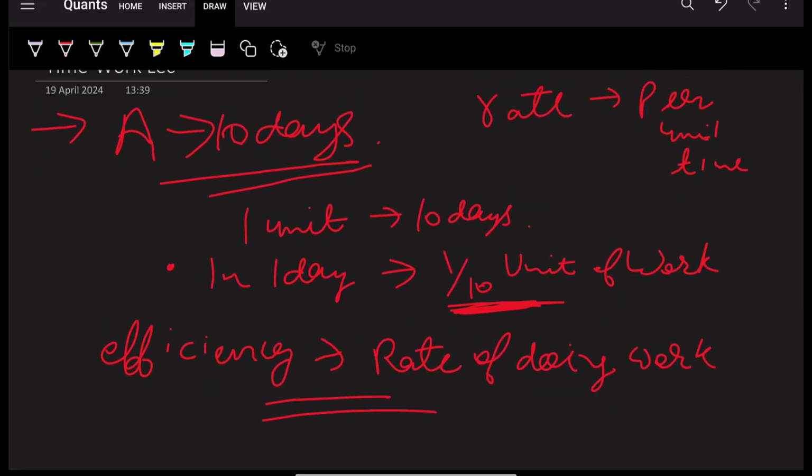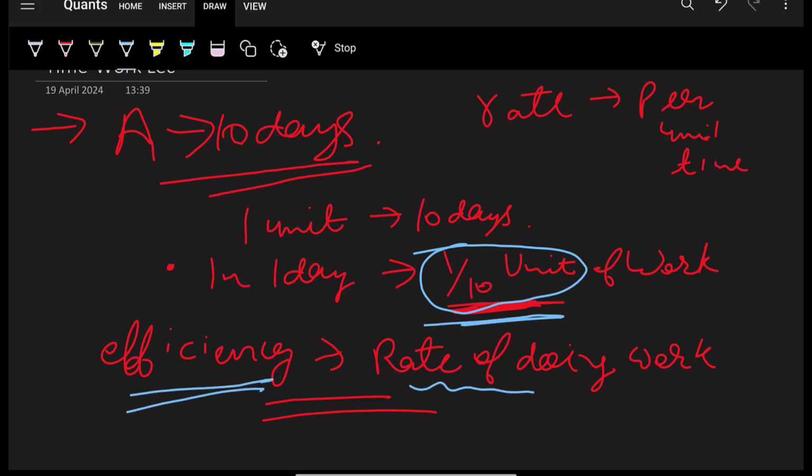So once again, I would repeat that if a person completes a work in 10 days, then a particular task will be 1 unit whole. If 1 unit of work is completed in 10 days, then by the unitary method, in one day, 1 by 10th unit of work will be completed. So this 1 by 10 is our efficiency, which is the rate of doing work. I hope you guys understand it, and if you have any doubts, you can ask in the comments.